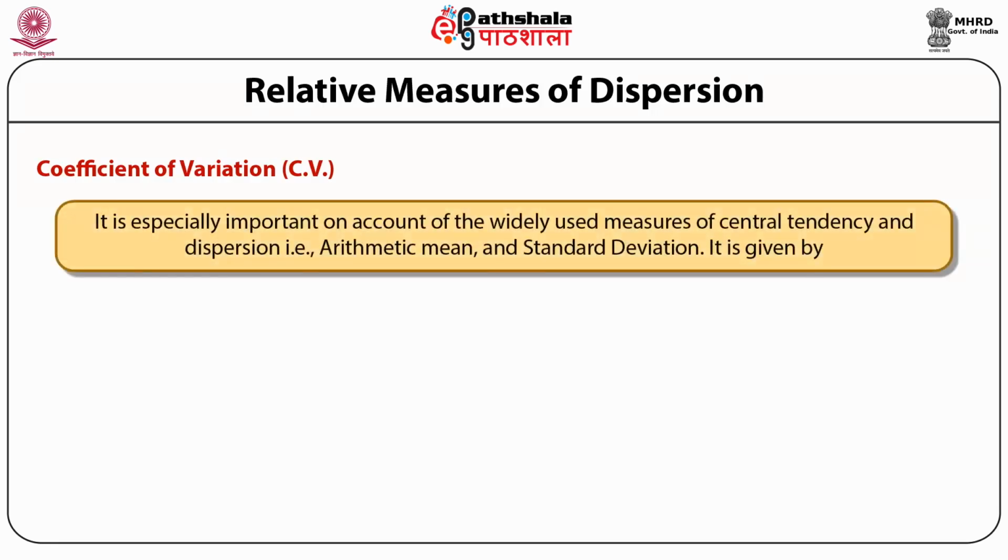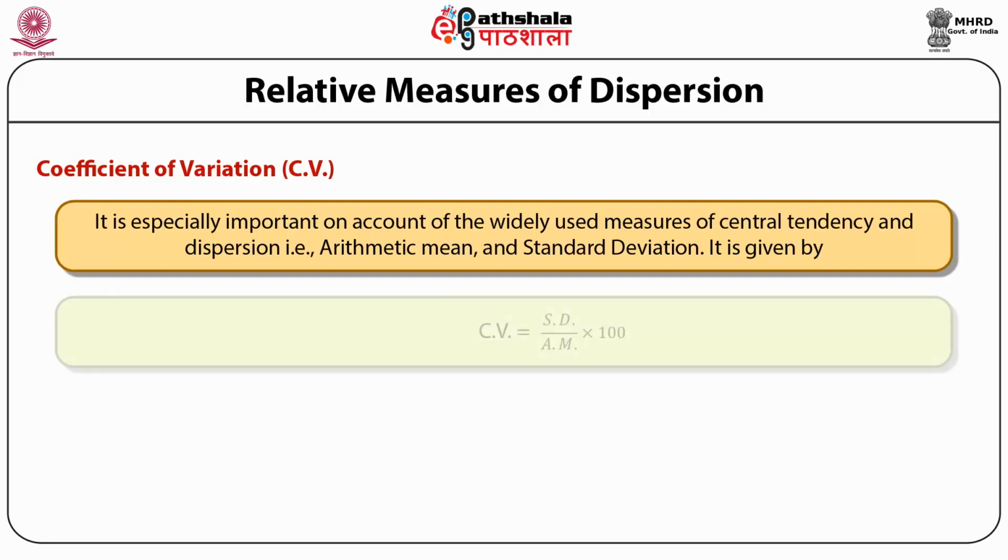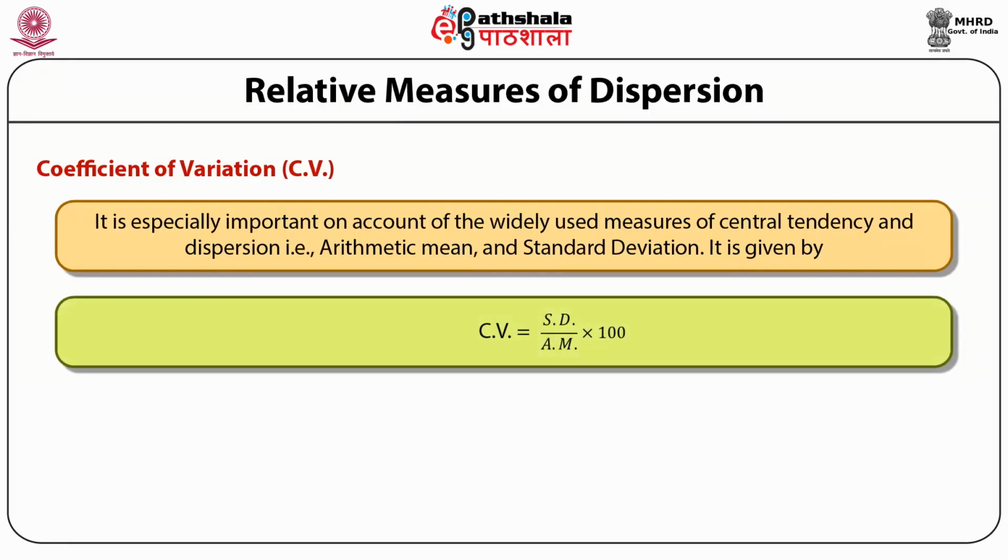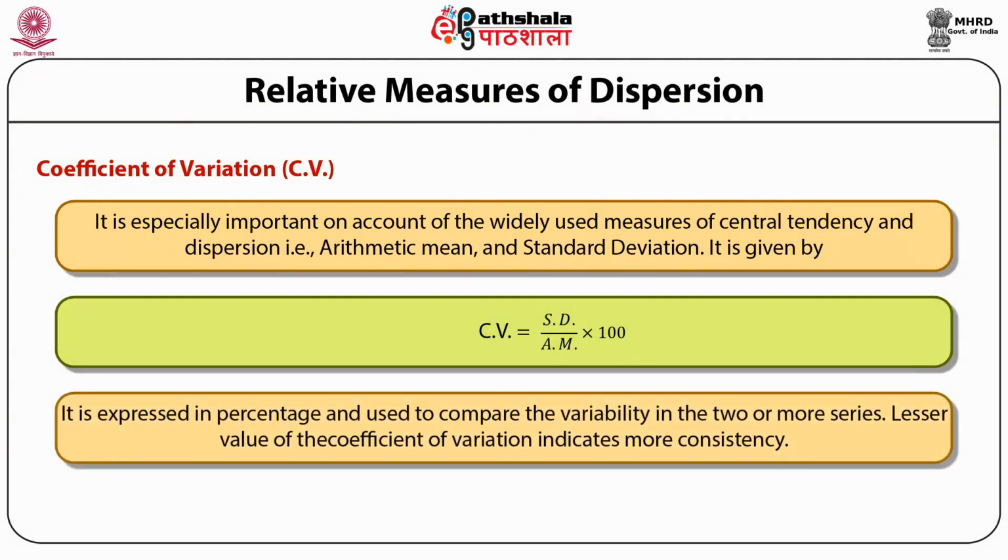It is especially important on account of the widely used measures of central tendency and dispersion, the arithmetic mean and the standard deviation. It is given by the standard deviation upon the arithmetic mean into 100. It is calculated in percentage, and it is used to compare the variability in two or more series. A lesser value of coefficient of variation indicates more consistency.